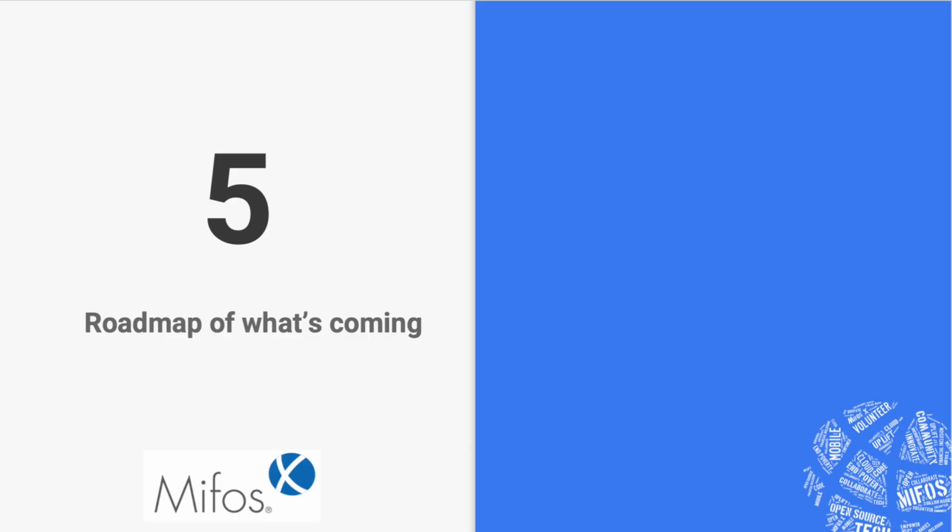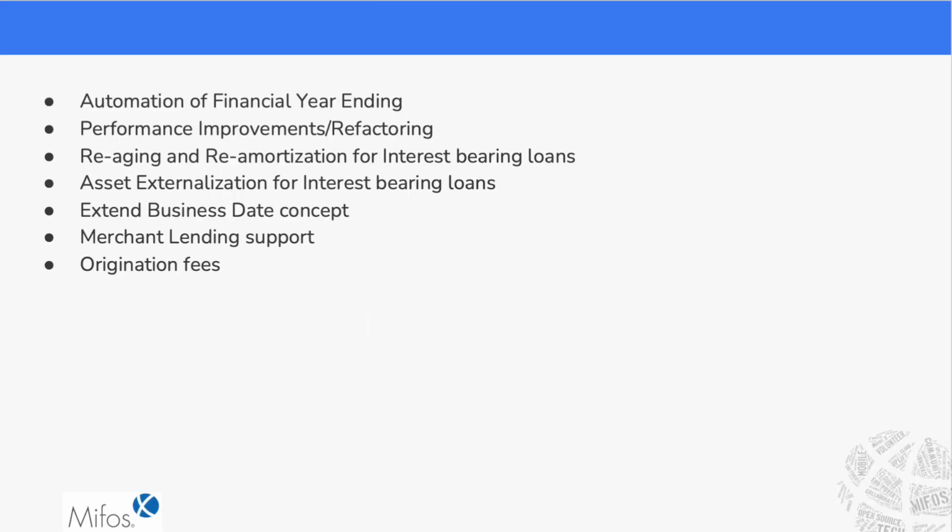Okay, so we have the following things coming up in the next quarter. As we know, re-aging and reamortization are for now only for non-interest bearing loans. We will support it for interest bearing loans as well. We are going to extend the asset externalization for interest bearing loans, and we are going to support full merchant lending loan products.